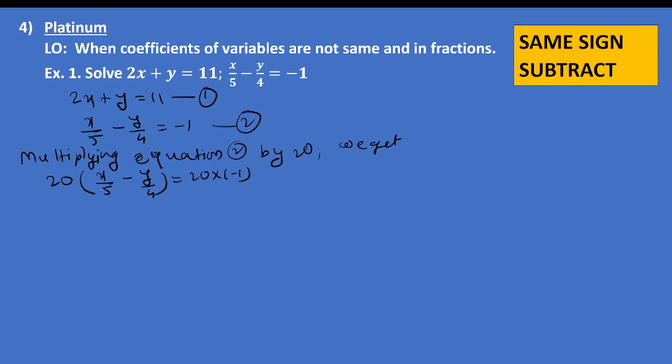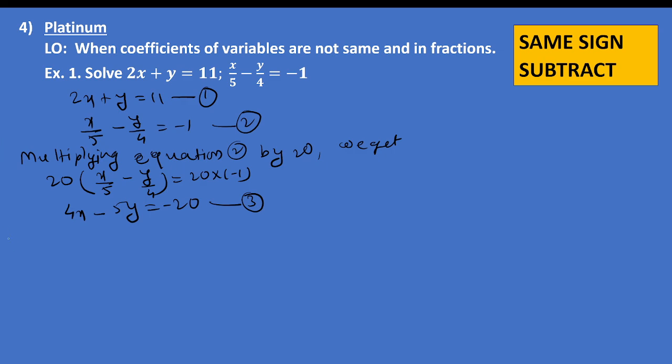When I open this bracket, what I am going to get is 4x minus 5y equals minus 20. Now I have a new equation, equation number 3. So here you can see in equation number 1 it is 2x, and in equation number 3 it is 4x. This is also a multiple of one another, so I rather cancel the x term only.